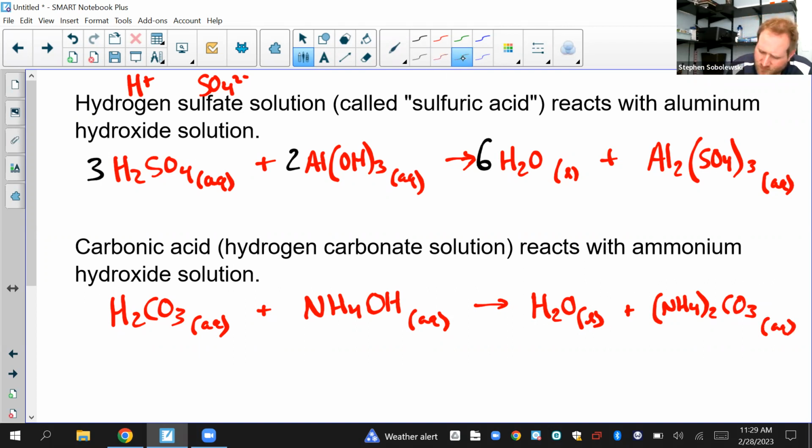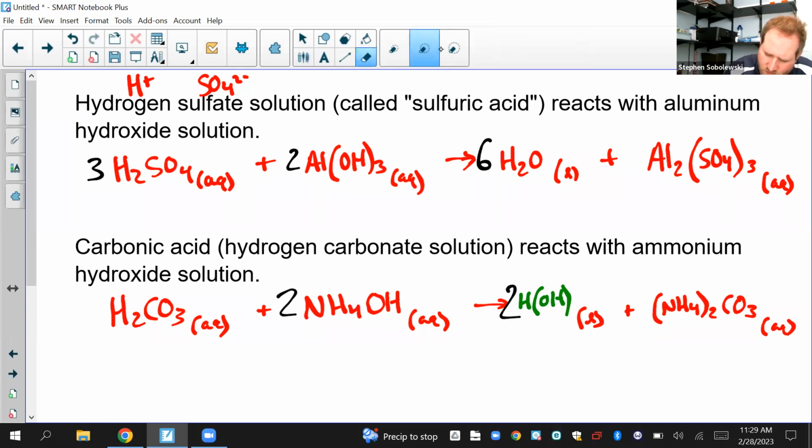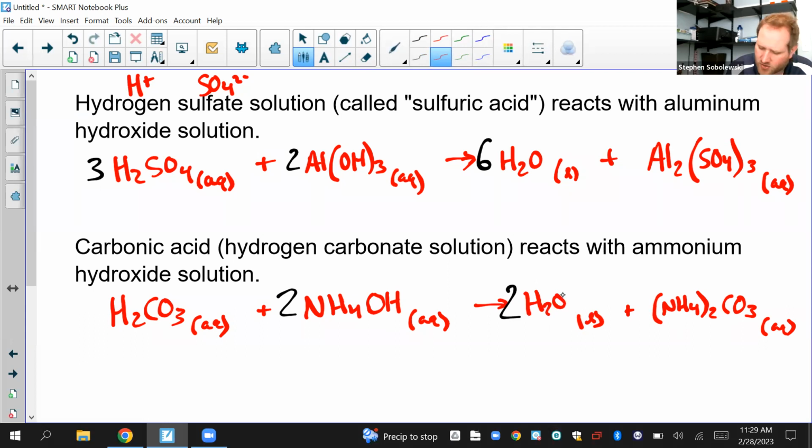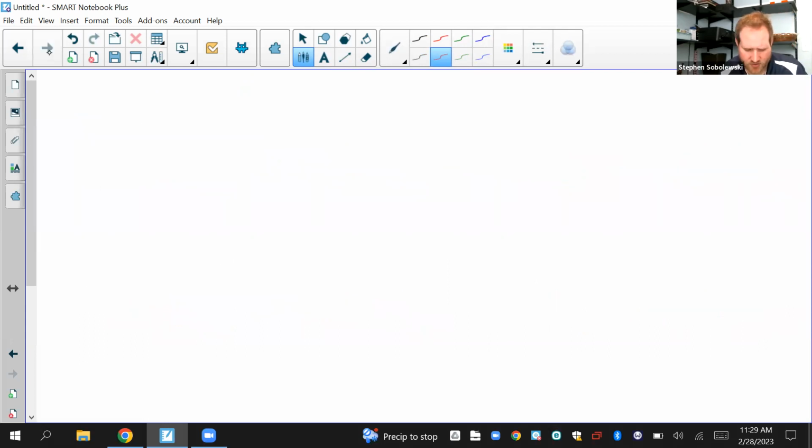For balancing, let's temporarily write the water as HOH, which will help us. All right. I guess I'll start with the hydrogens. I have 2 here and 1 here, so I'm going to put a 2 there. That gives me 2 hydroxides, 2 hydroxides, 2 ammoniums, 2 ammoniums, 1 carbonate, 1 carbonate. So fairly simple to balance. And I'm just going to rewrite this as H2O, and we are good to go. And I think that's it.